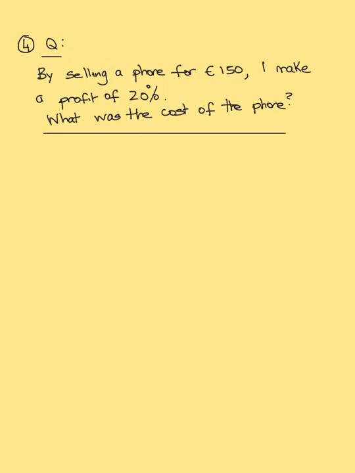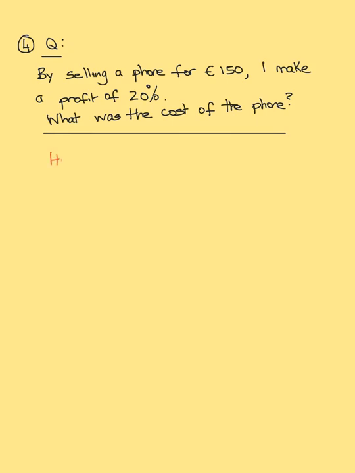Here we have a much more difficult question, but I'm sure some people will be well able to do it. By selling a phone for €150, I make a profit of 20%. So I know when I'm selling this phone for €150 that I've made the profit of 20%. What was the cost of the phone? Now have a little think about it. Maybe try an answer, see does it work. Maybe draw a picture. I want you to make some attempt at this, and I'll give you a little tip here.